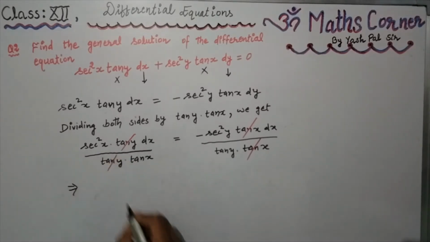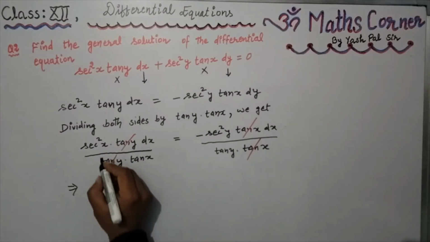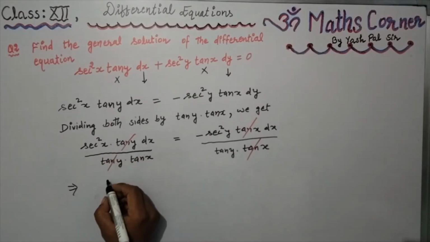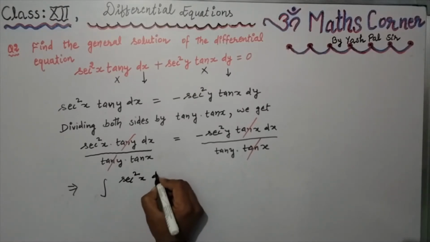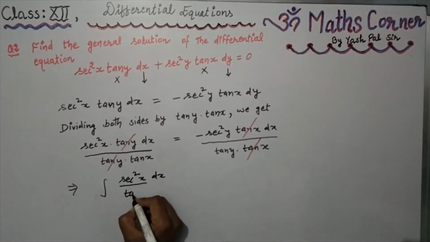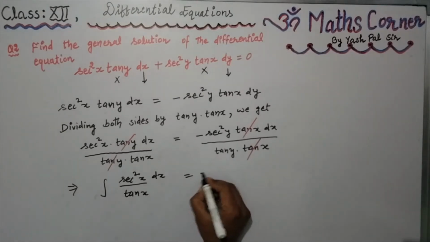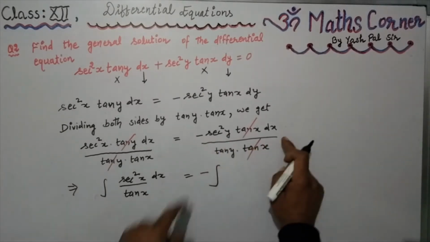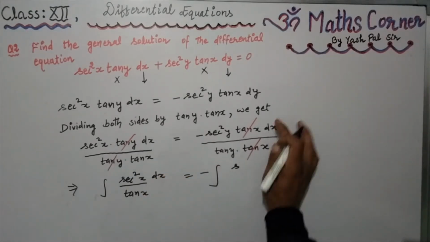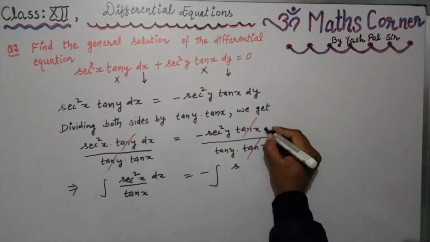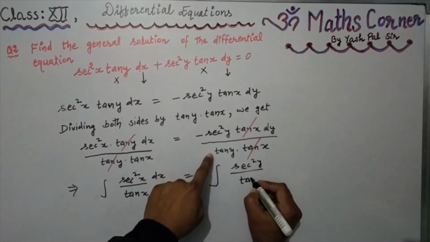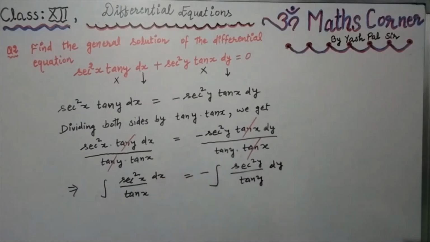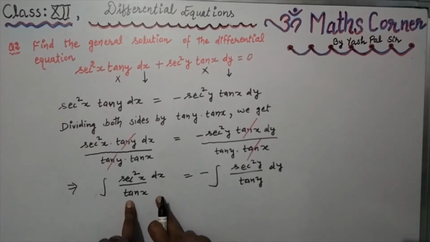Now simplifying this equation, we can write integration of secant square x into dx divided by tangent x is equal to minus, and we are also taking the integration sign here, integration of secant square y divided by tangent y into dy.